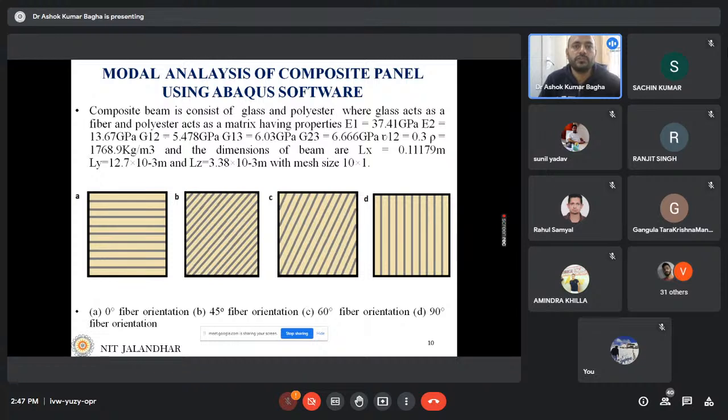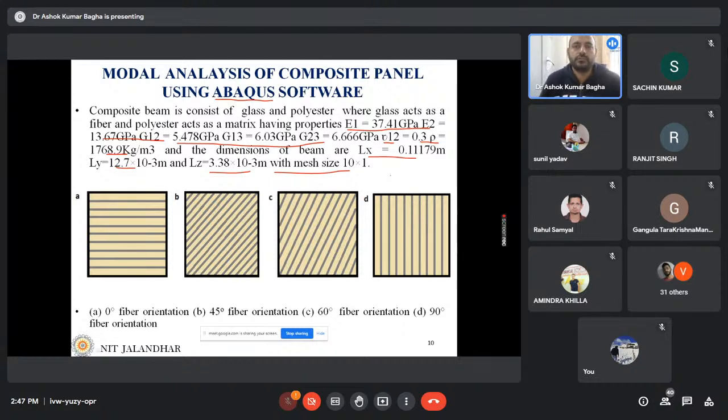So when you use any software, let us say that you are using Abaqus software and you want to make the finite element model of a composite panel. There is a need to give some inputs. The inputs in terms of modulus of elasticity of the fiber as well as the matrix, the shear modulus, the Poisson's ratio, the density, and the dimensions of the beam, the length, width, as well as the thickness, and the mesh size, right?